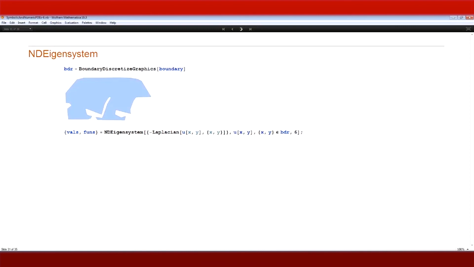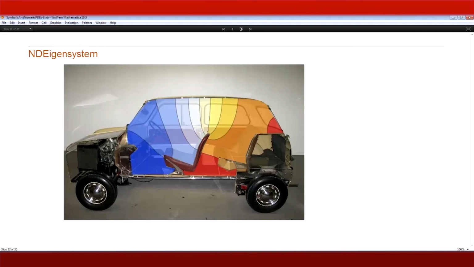I can directly feed that boundary mesh region to NDEigensystem, and in order to compute the acoustic eigenmodes, I compute the negative Laplacian, the eigensystem of the negative Laplacian. U is the dependent, x and y are spatial coordinates, and I'd like to compute 6 eigenvalues and 6 eigenfunctions. Next, you see the second eigenmode overlaid over the car. Blue areas are low acoustic pressure and red areas are high acoustic pressure.